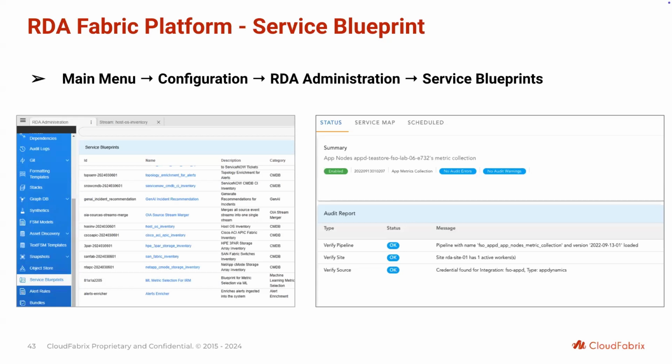Once it is configured, you can open the service blueprint, which will show the audit report of the service blueprint, which validates and tells you whether the configured RDA pipelines are properly configured, there are no dependency errors, and it is in a healthy state and ready to be consumed for production use.